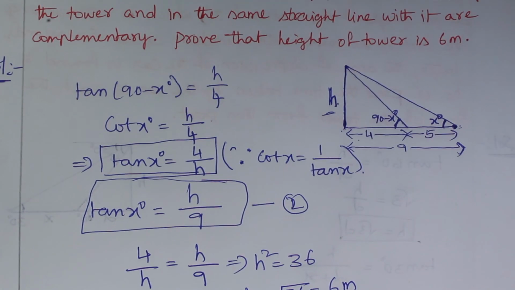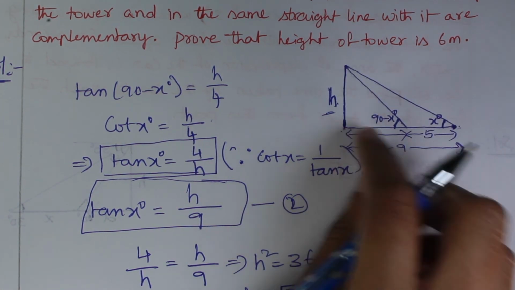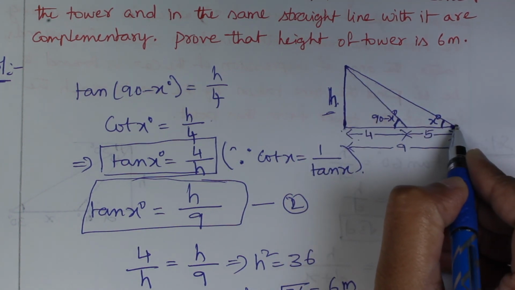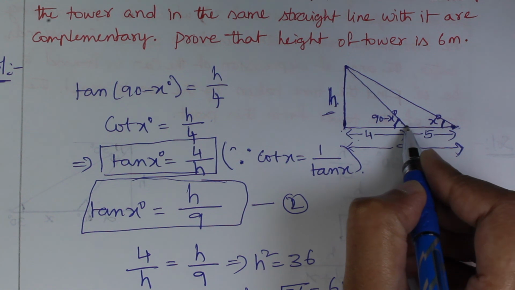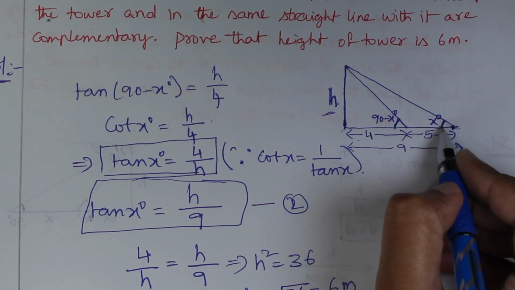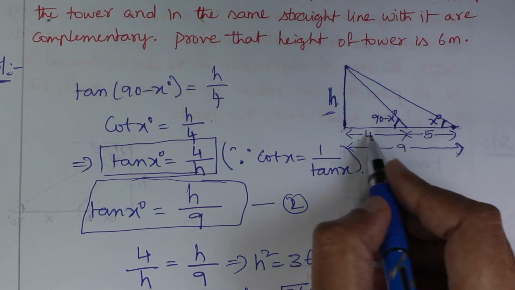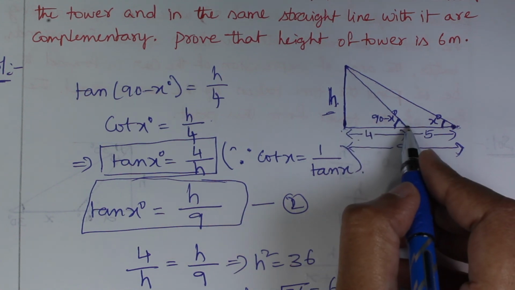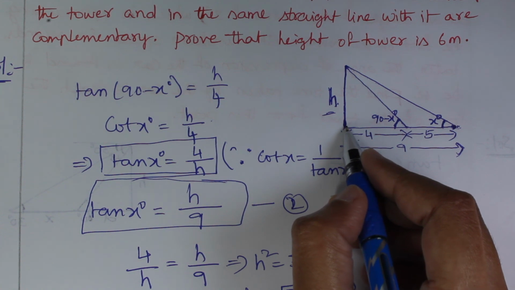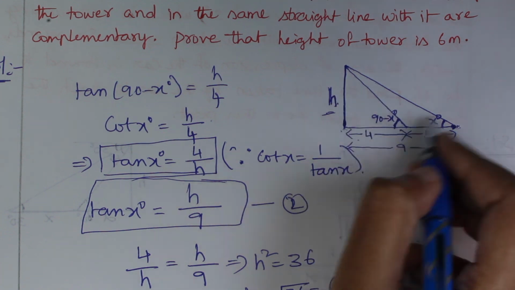Hope this is clear for you. I will explain this figure once again. So there is a big tower standing and there are two angles of elevation for this tower, one from this point and the other one from this point. So both angles of elevation are complementary. That means if this is x degrees, this becomes 90 minus x degrees. The distance between the foot of the tower and the first point is 4 meters, and the distance between the foot of the tower and the next point is 9 meters. So we have to find out the height of the tower.